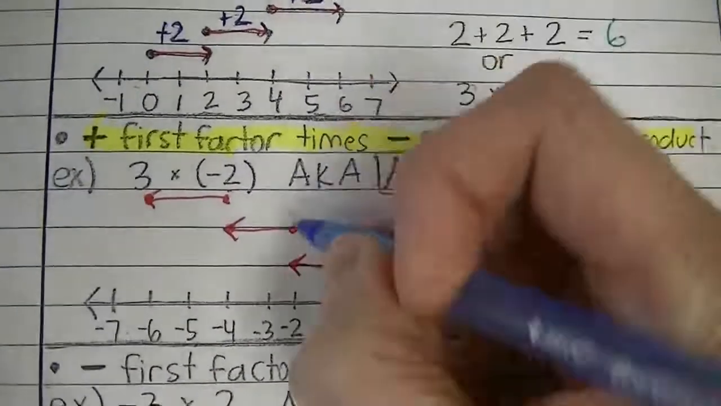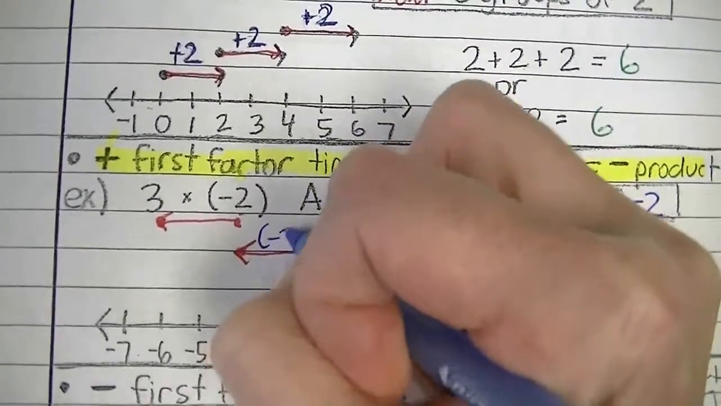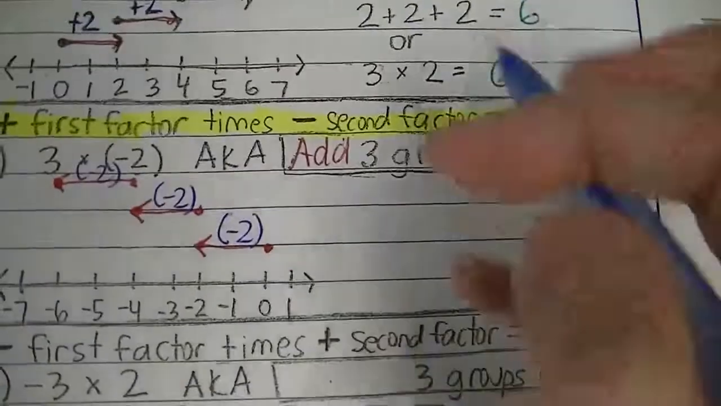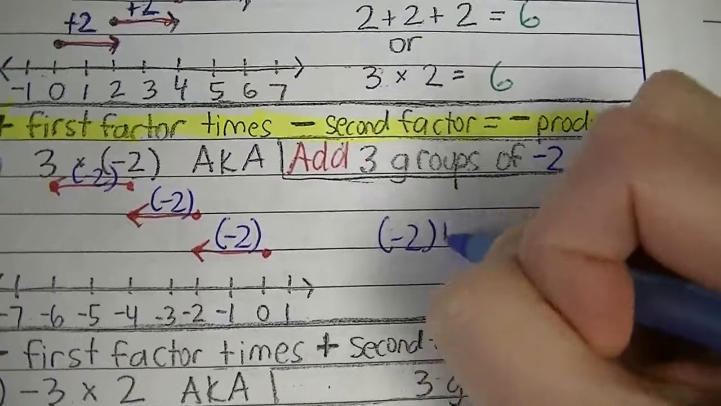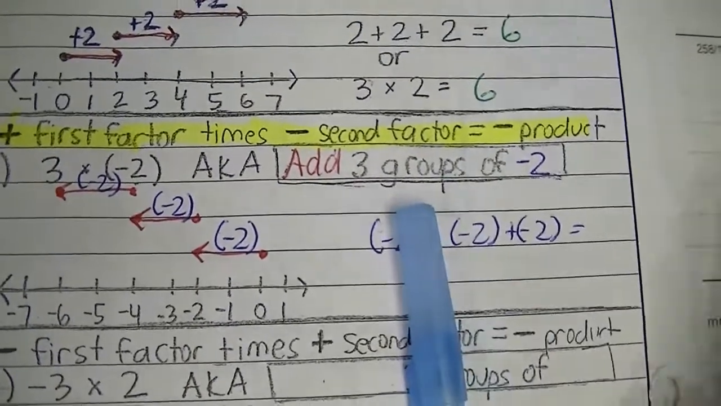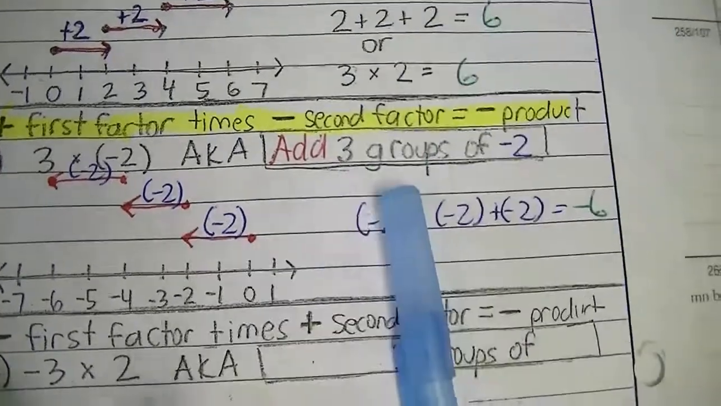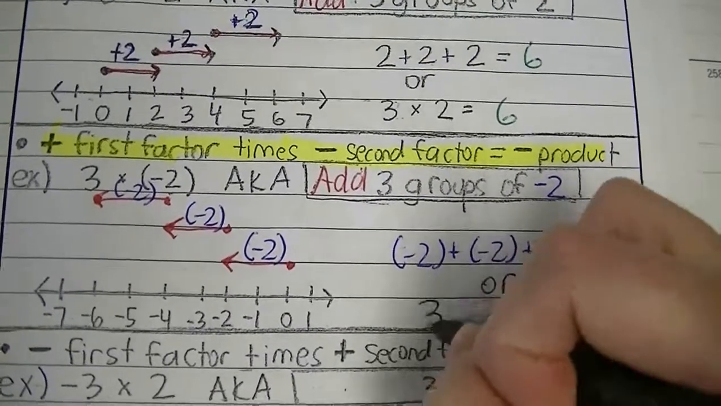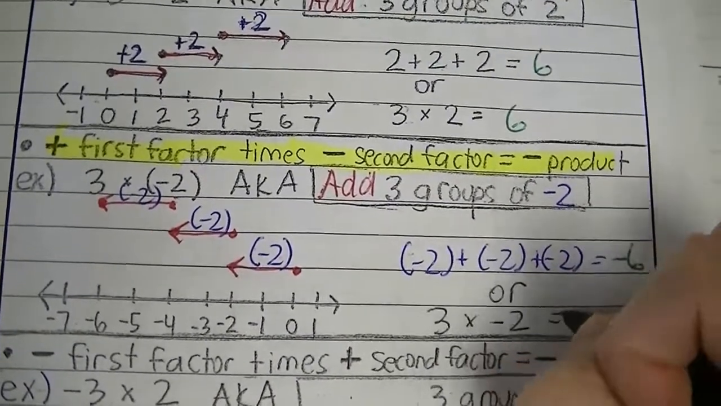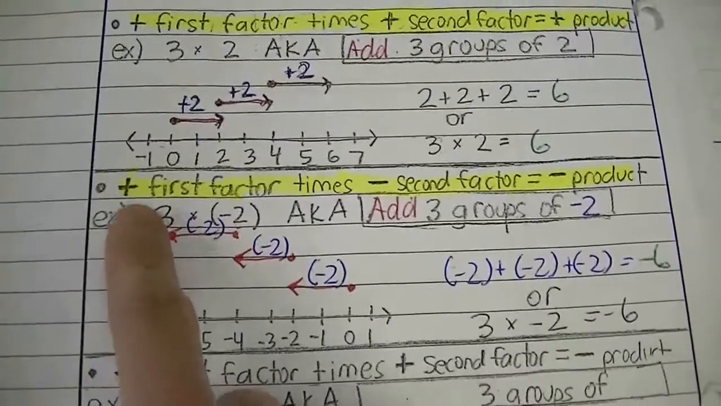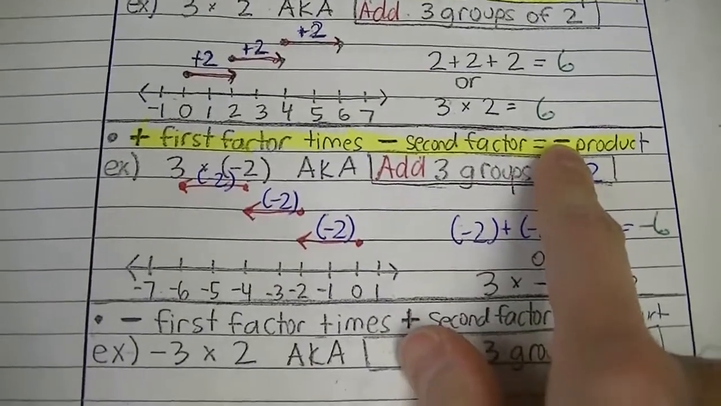And you see the vectors right there? So here you've got a negative 2, minus 2 more, minus 2 more. So negative 2 plus a negative 2 plus a negative 2 is going to give you an answer of negative 6. Or we can view it as 3 times negative 2, which equals negative 6. So a positive times a negative will give you a negative answer when you're multiplying.